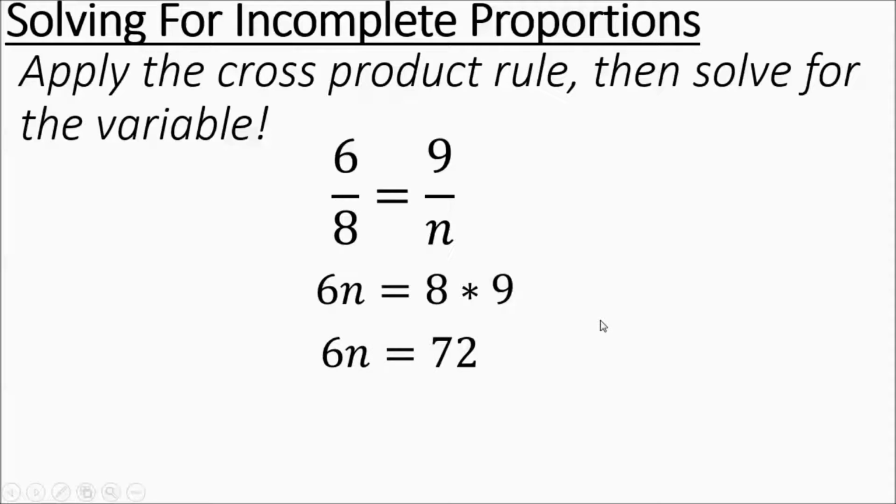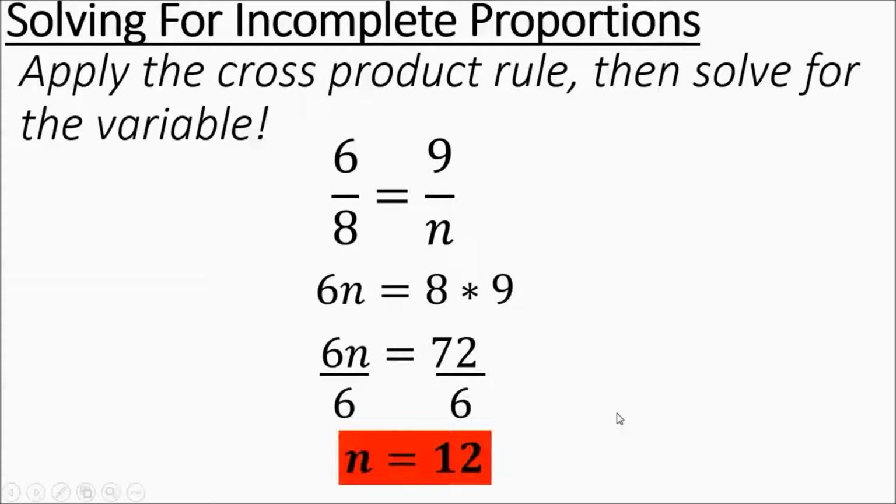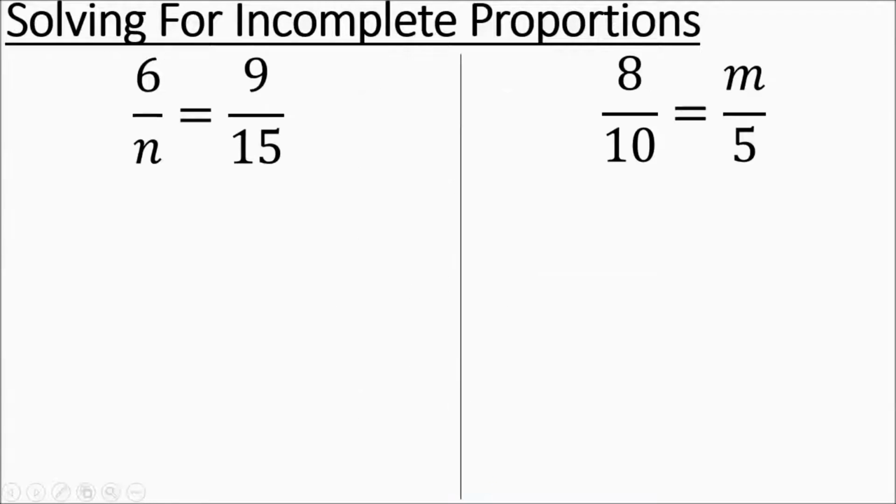So I'm going to go ahead and work out this 8 times 9. And then we're going to do like what we learned in our equations unit to solve for n. I'm going to divide both sides by 6 to get rid of the coefficient. And we have n equaling 12. So 6/8 is going to equal 9/12. That mystery number is going to be 12. Let's go ahead. You can pause the video right now. Try some of these out.